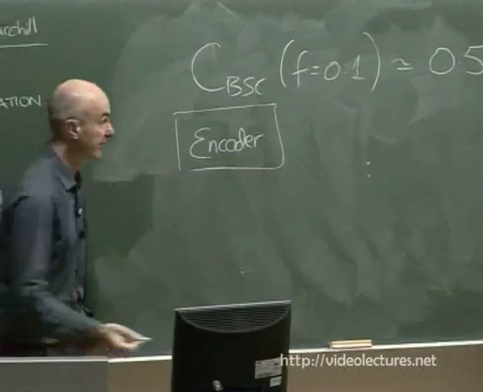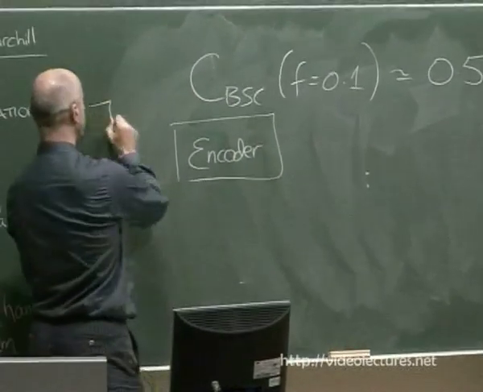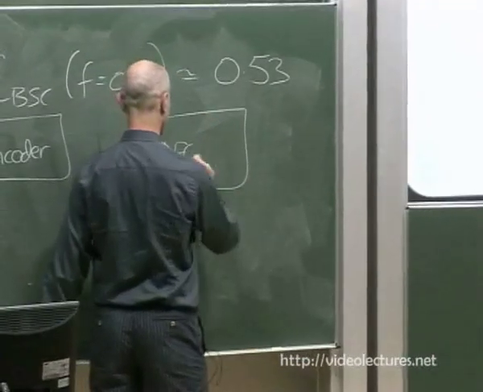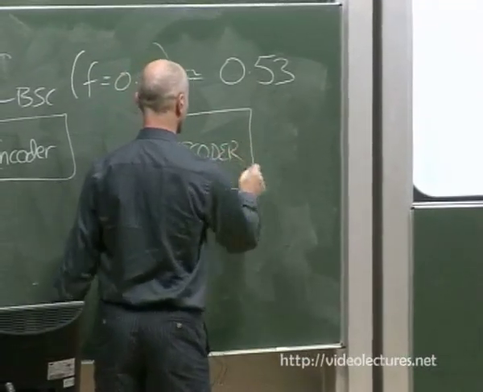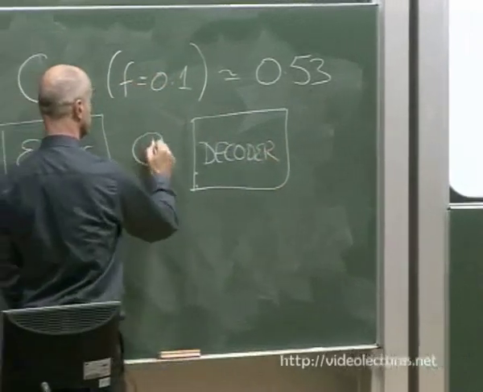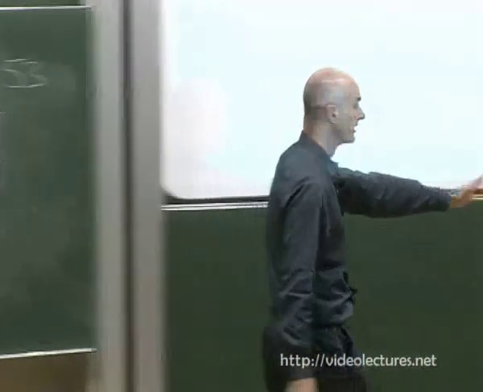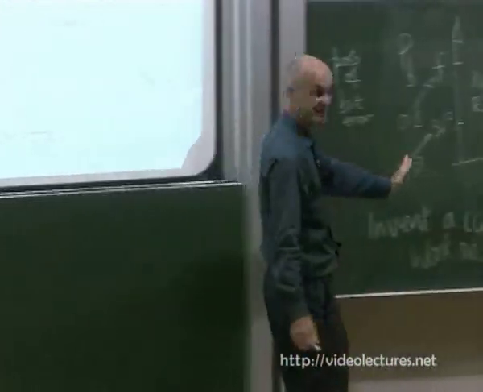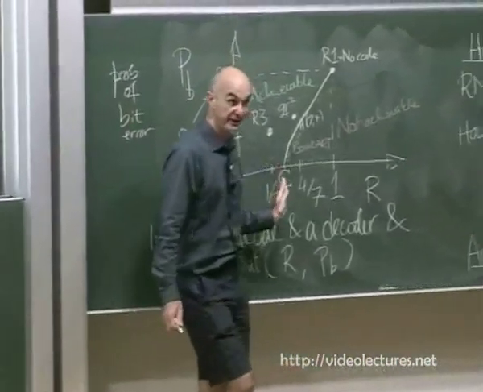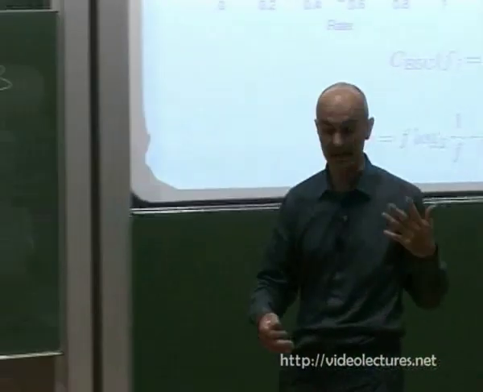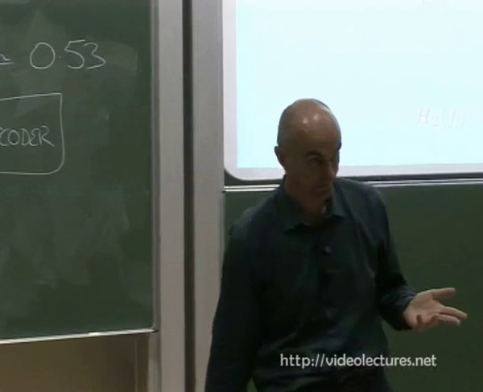What I'm telling you is that the theorem says there exists an encoder and a decoder that you can slap around your channel, and you can achieve any point on this diagram. The theorem just says it exists. And it's a very cheeky theorem because the proof is non-constructive. It just says it exists, and it doesn't tell you anything about the complexity.